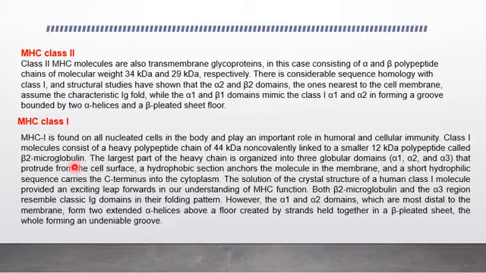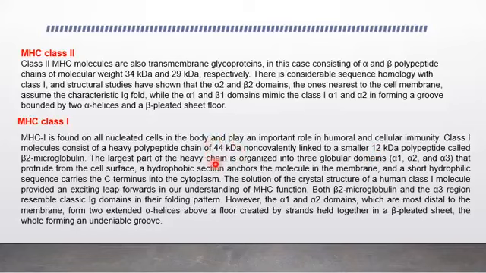Okay, the structure of MHC class 1 consists of an alpha chain and a beta 2 microglobulin polypeptide, while MHC class 2 consists of alpha and beta polypeptide chains. For the molecular weights, MHC class 1 has a heavy polypeptide chain of 45 kilodaltons, but in MHC class 2 the molecular weights are 35 and 29 kilodaltons.